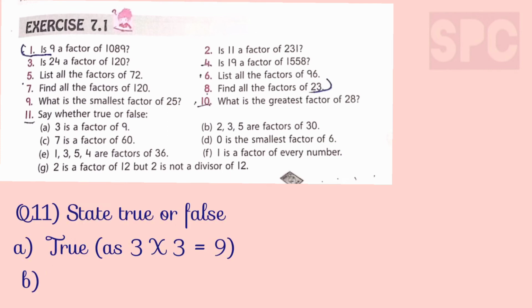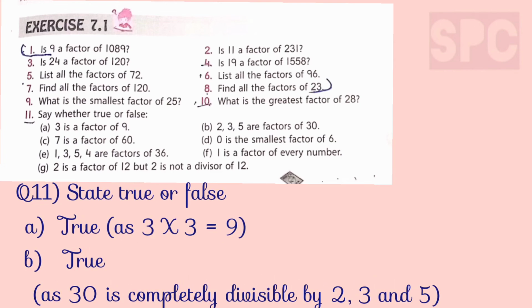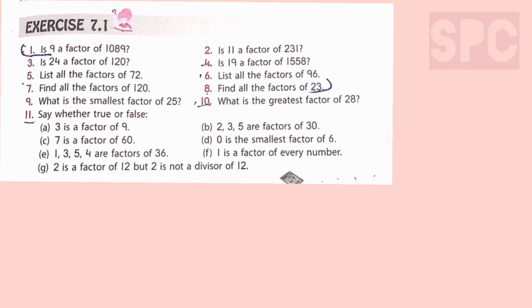B, 2, 3, 5 are factors of 30. This is also true. 30 being an even number is completely divisible by 2. 3 tens are 30. So 30 is divisible by 3 also. 5 6s are 30. So 30 is divisible by 5 also. It means 2, 3 and 5 are the factors of 30. So this is also a true statement.